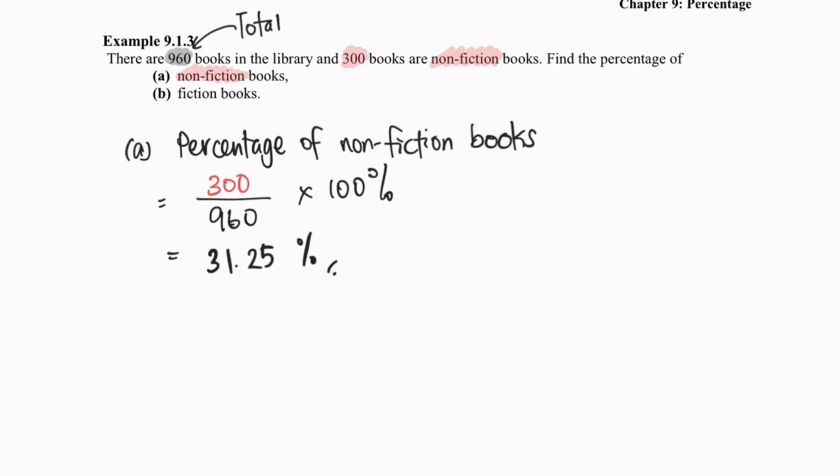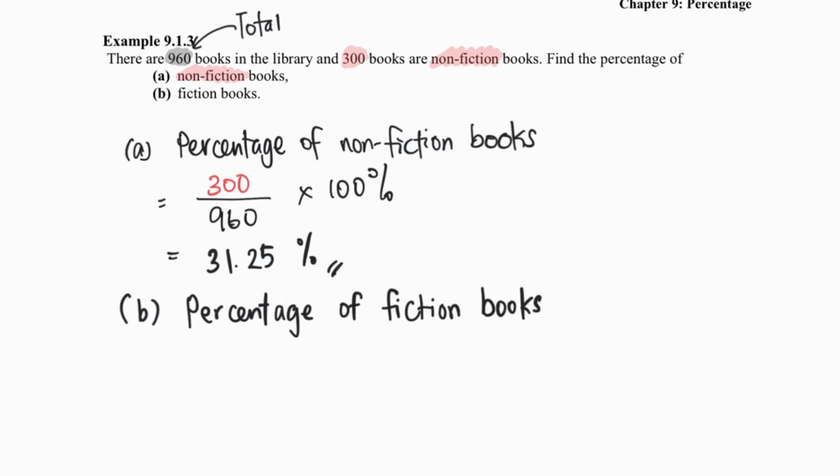0.25%. Done. For part B, the percentage of fiction books would be simply, since altogether we have non-fiction books and fiction books, and they all add up to 100%, if 31.25% are for non-fiction books, then all I have to do is use 100% minus the percentage of non-fiction books, and I will get my percentage for fiction books.